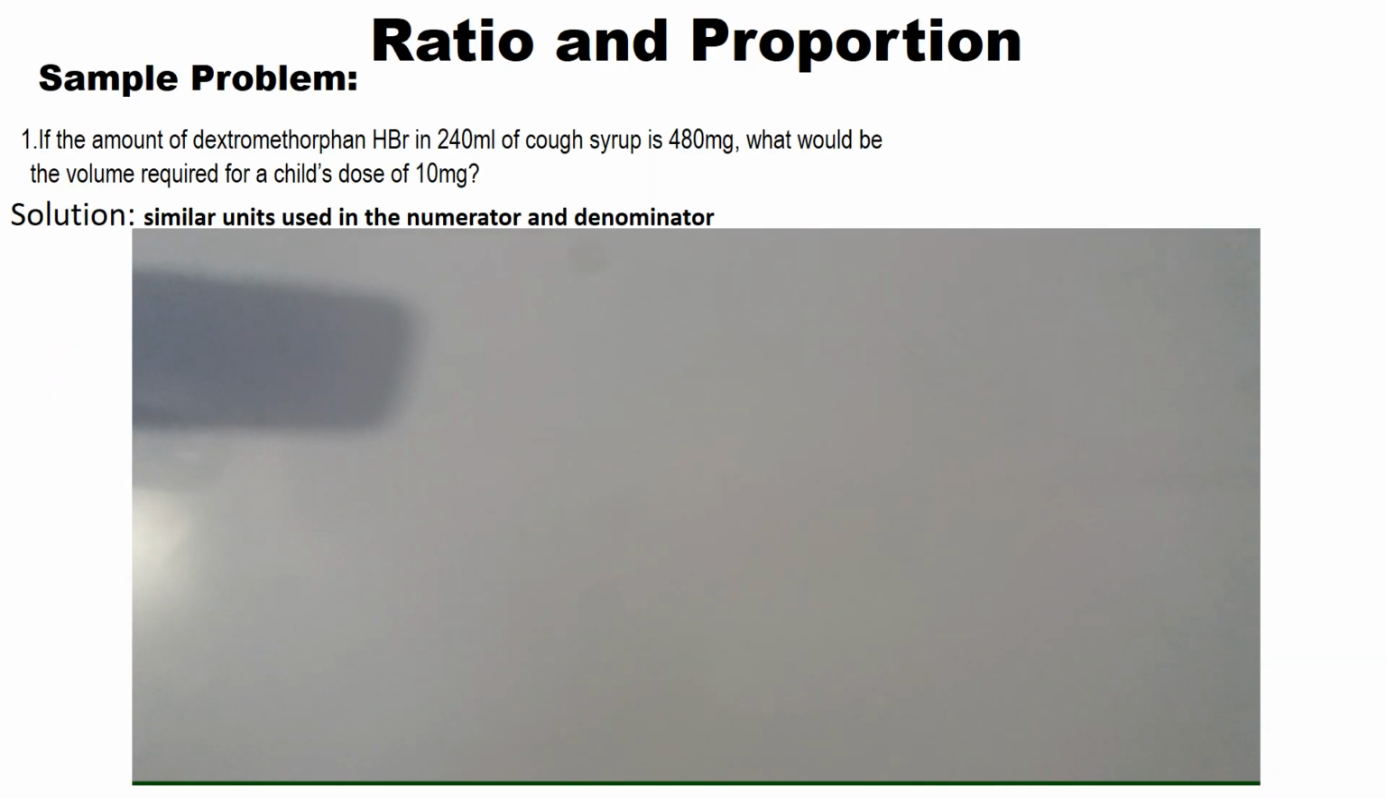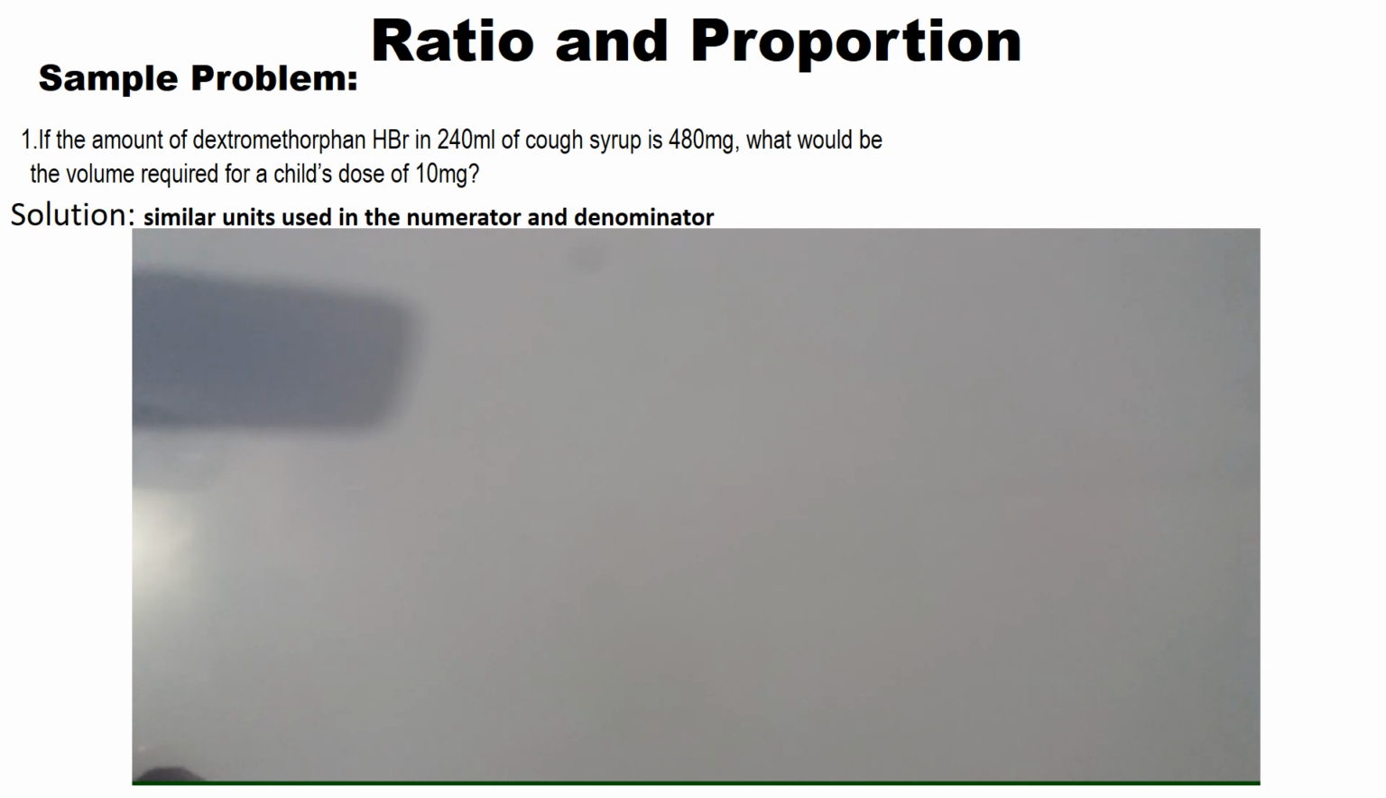Most pharmaceutical calculations can be performed by the use of proportion, or ratio and proportion. We have two solutions for this one. The first one is using similar units in the numerator and the denominator, and the next one is mixed ratio. Let's use this problem. If the amount of dextromethorphan hydrobromide in 240 ml of cough syrup is 480 milligram, what would be the volume required for a child's dose of 10 milligram?